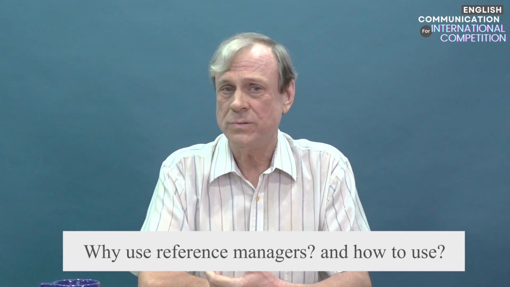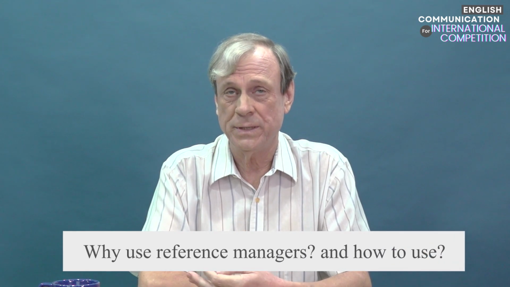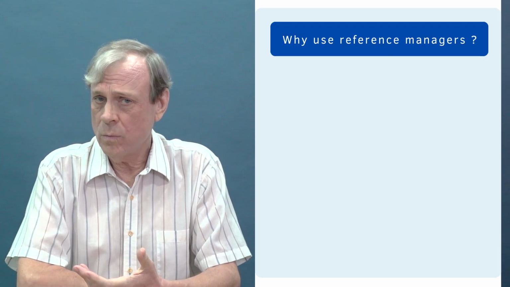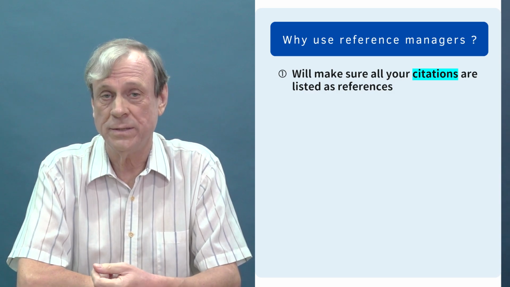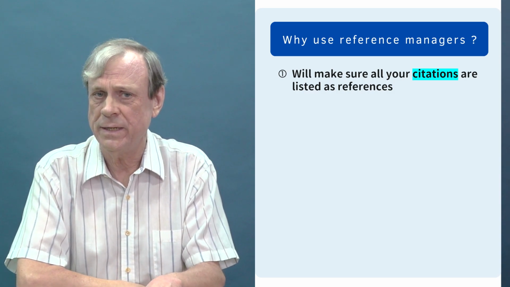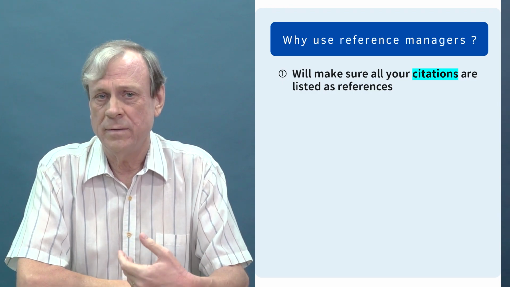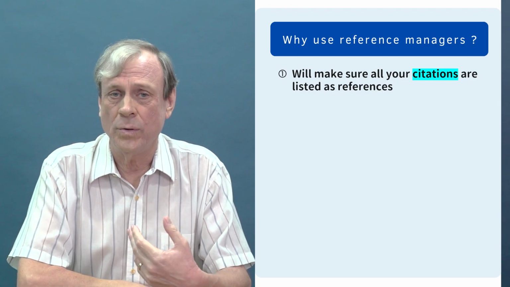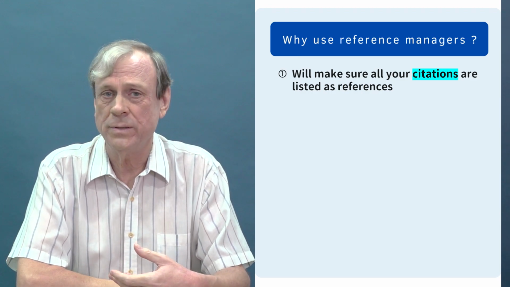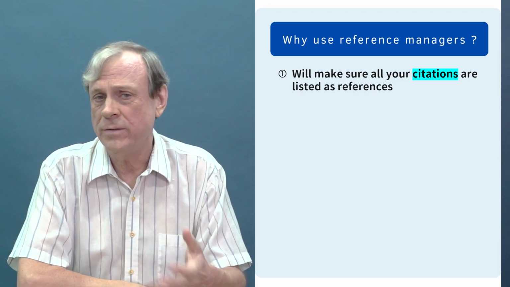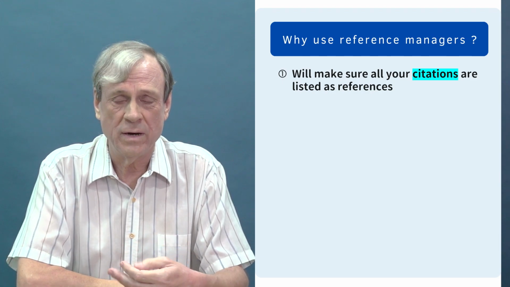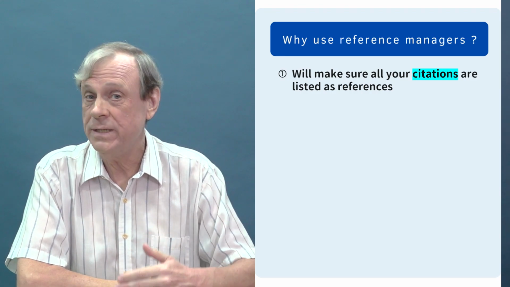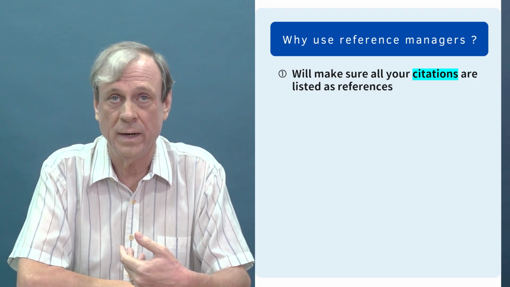In this final tape in the unit, we'll be looking at why to use reference managers and how to use one particular reference manager. First of all, why? Well, it makes sure that all your citations are listed in the reference. Sometimes you can put a citation and then forget to put it in the references. Or you have a reference and you think you're going to use it, but then you take it out and you forget to remove it from the citation. By using a reference manager, it makes sure that your citations and your references are always lined up.